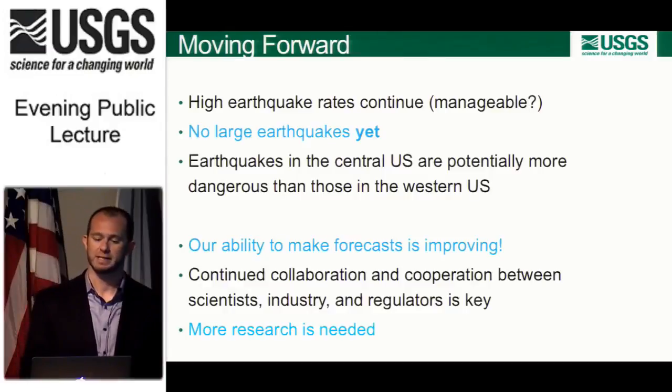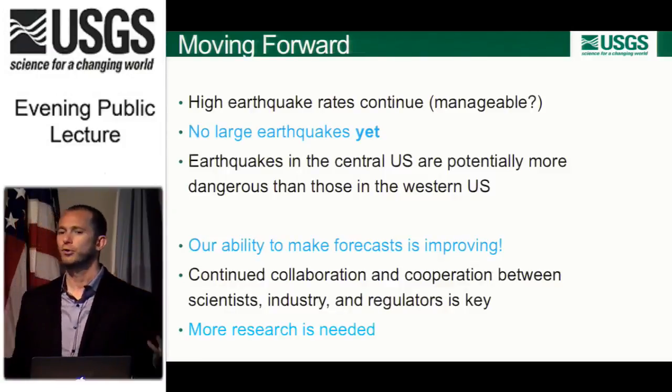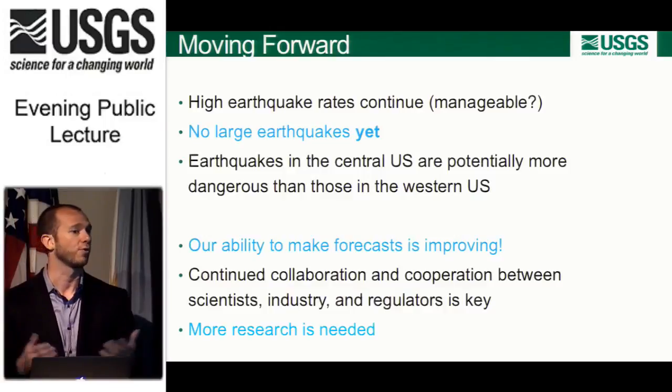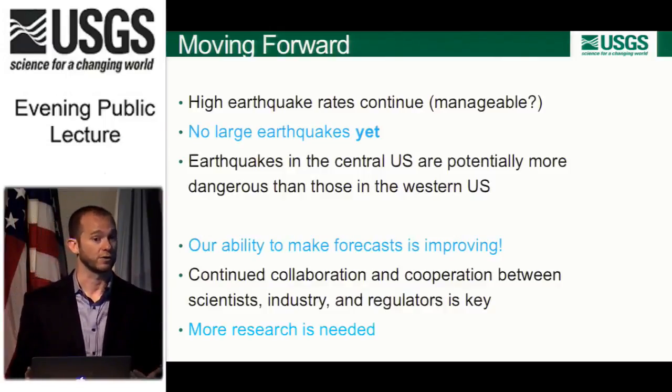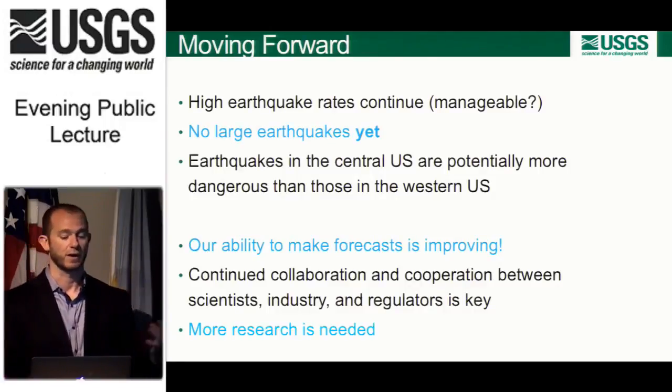But one thing that we need to think about is that earthquakes in the central U.S. are potentially more dangerous than earthquakes here. People are not building to the same construction standards in Oklahoma as they are here. There are no earthquake engineering regulations in Oklahoma like there are here, and so buildings are going to be more susceptible to strong shaking there than they are here.